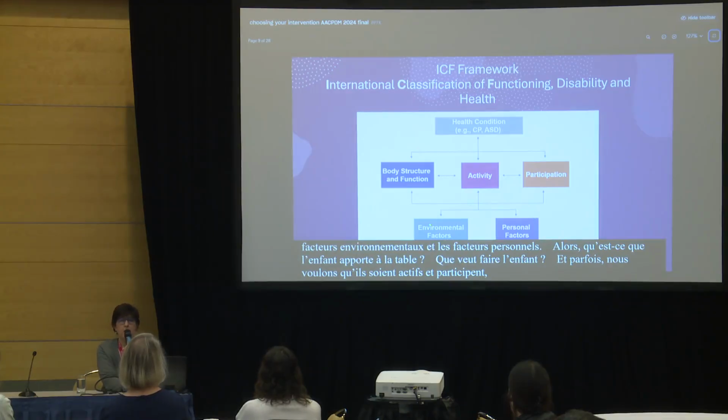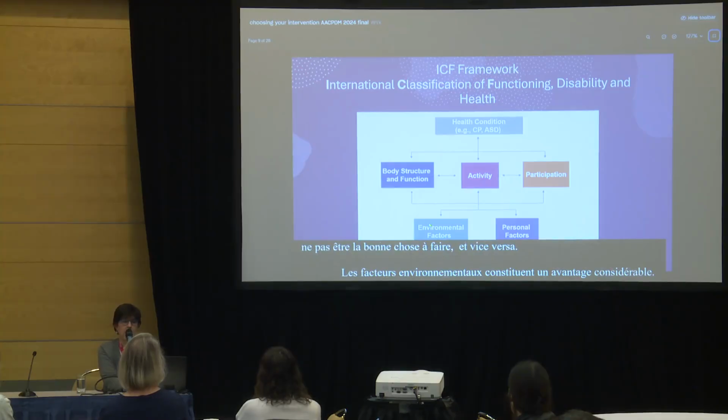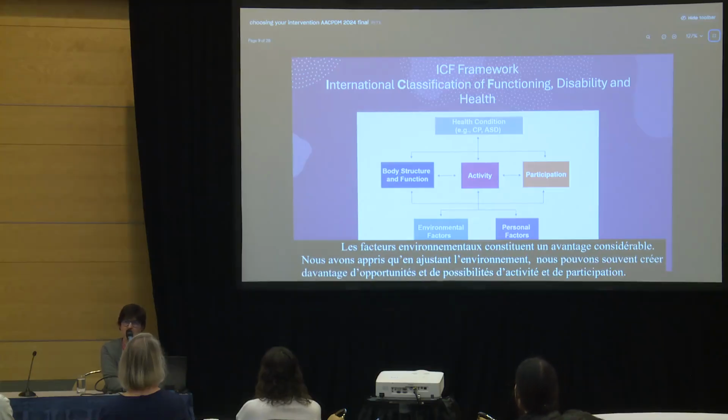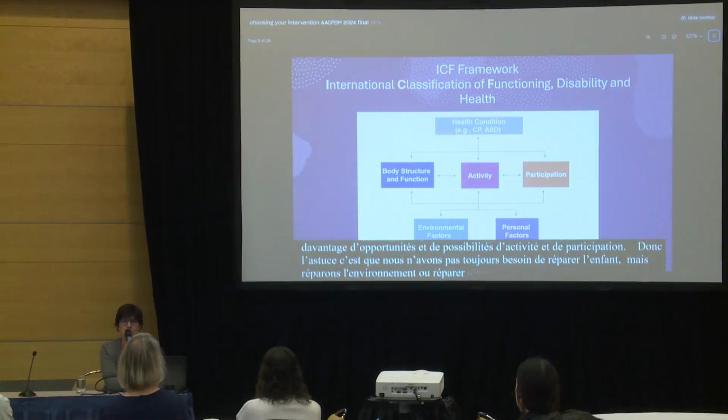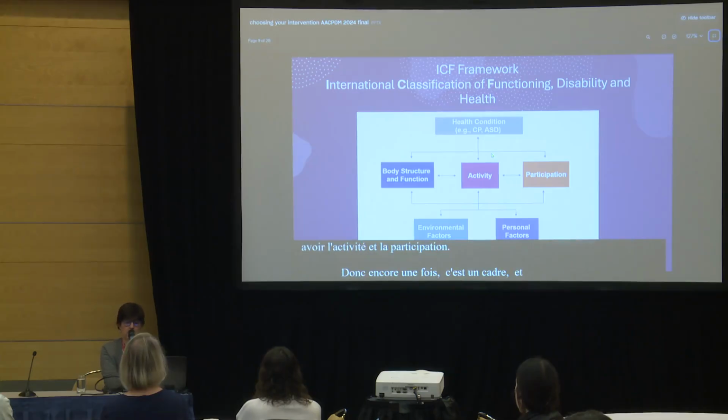A big one is the environmental factors. We have learned that by adjusting the environment, we can often create more chances and possibilities of activity and participation. So the trick is we don't always have to fix the child, but let's fix the environment, or fix is maybe not the right word, but adapt the environment or provide the child with the right technology so that they are able to have the activity and participation. So again, this is a framework, and for many years, in many different conditions, we're using that.